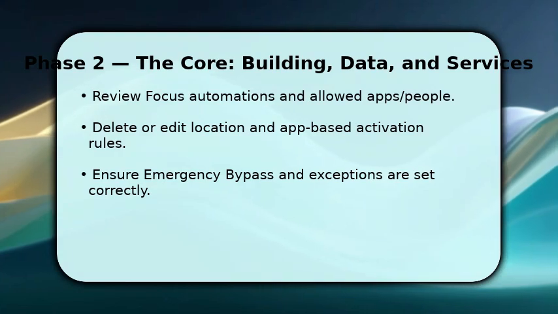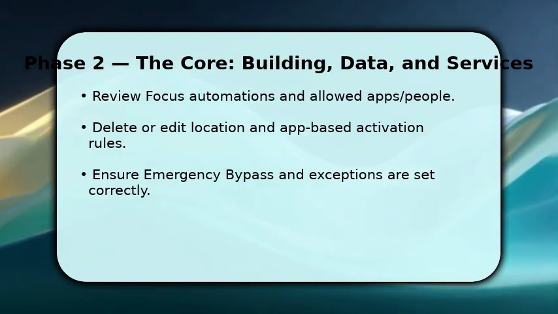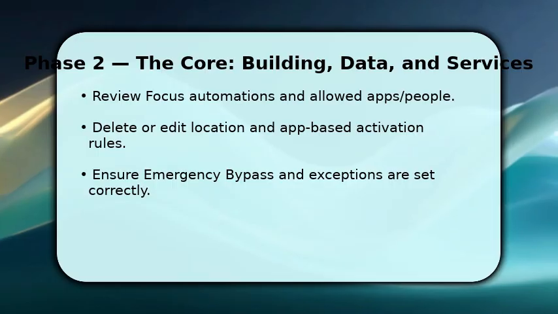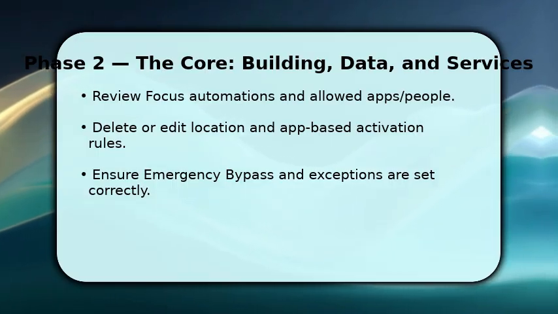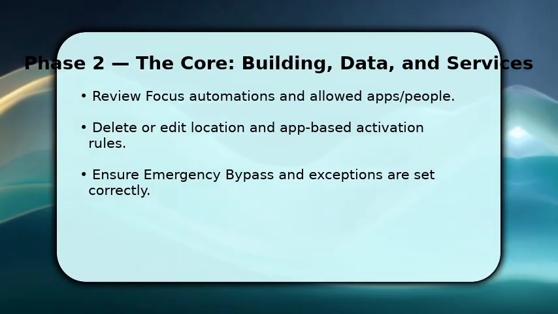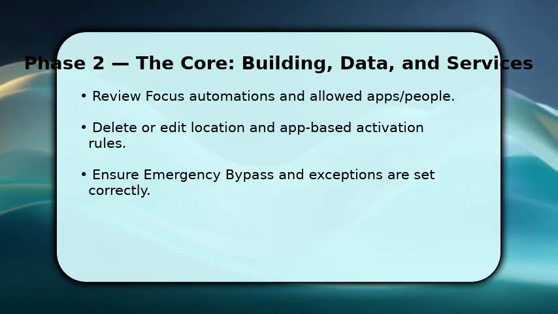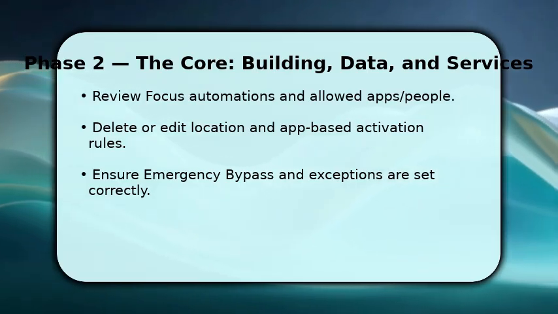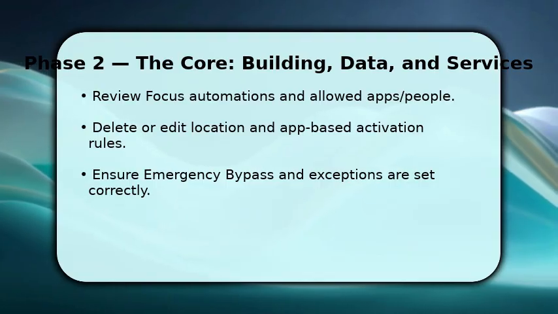Once done with the basic toggle, review linked rules and automations. Check location-based, app-based, and time-based activations because they silently re-enable Do Not Disturb. Remove any unwanted automations or edit them to exclude your current context.